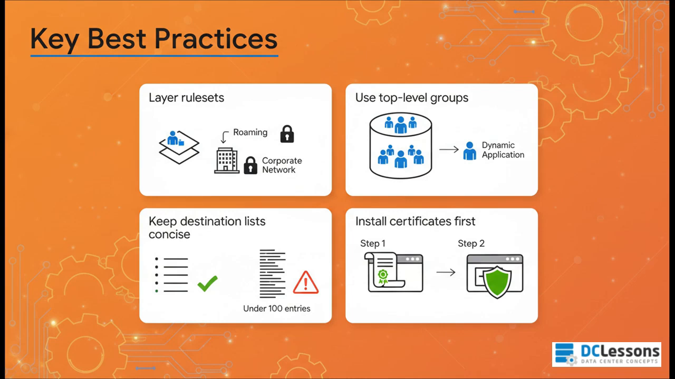And here are a few more pro tips for you. First, layer your rule sets based on context. For example, have a stricter policy for when users are on the corporate network versus when they're roaming. Second, use those dynamic, top-level groups so new devices automatically get the right policy. Also, try to keep your destination lists nice and concise. It's better for performance. And look, I know I've said it before, but I can't stress this enough. Get those root certificates deployed before you flip the switch on the policies that need them. You'll save yourself a lot of headaches.